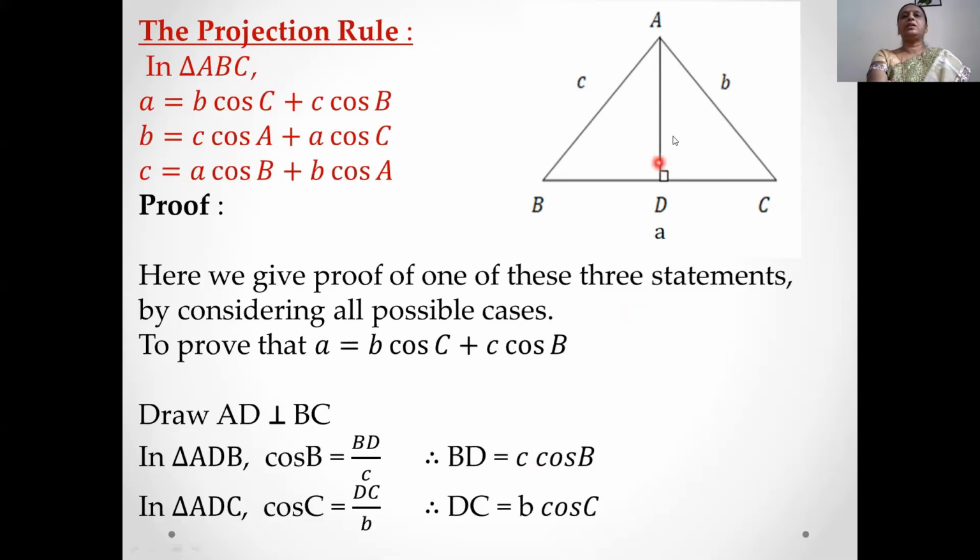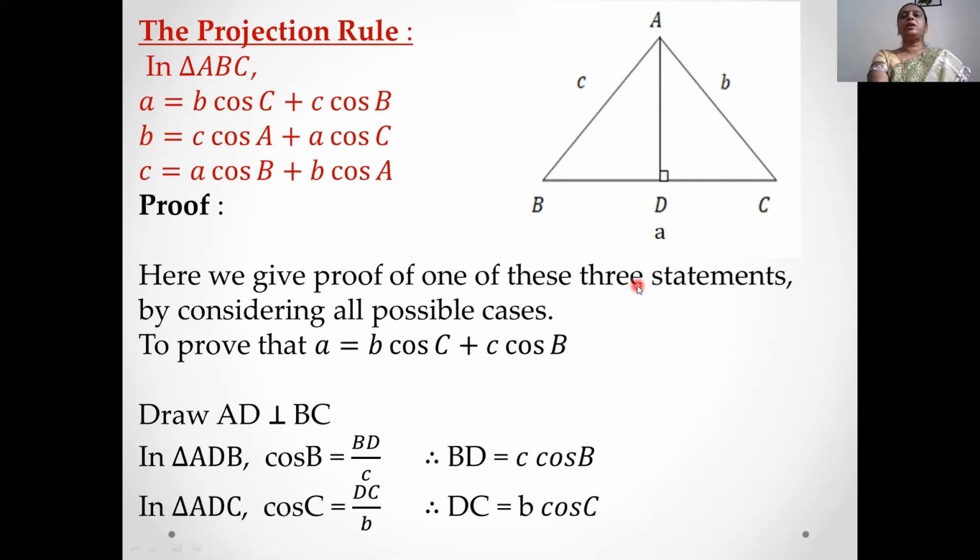Now consider the next triangle, ADC. In this triangle, what will be cos C? Cos C will be adjacent side divided by hypotenuse. Adjacent side will be DC, hypotenuse b. Therefore, in triangle ADC, cos C is equal to DC divided by b. Therefore, DC is equal to b cos C.